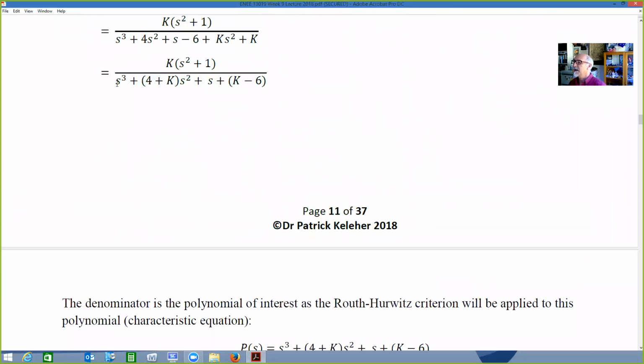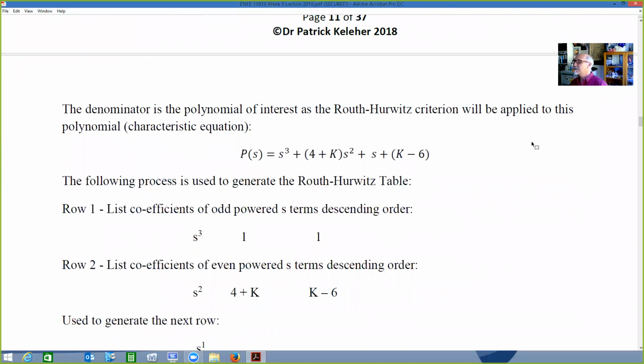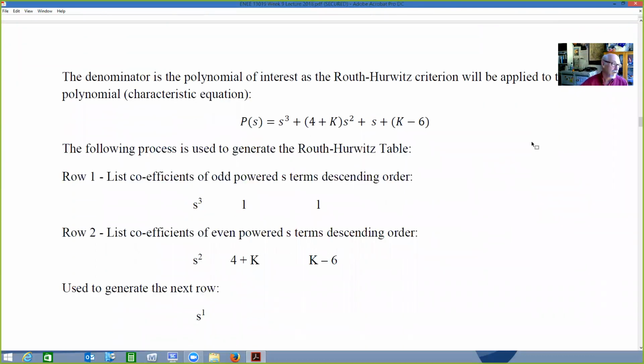So here, again, as always, we're interested in the characteristic equation because that tells us things about the function. In this case, we're trying to find some more information about the gain. So the denominator is the polynomial of interest, and again, we can use that Routh-Hurwitz criterion.